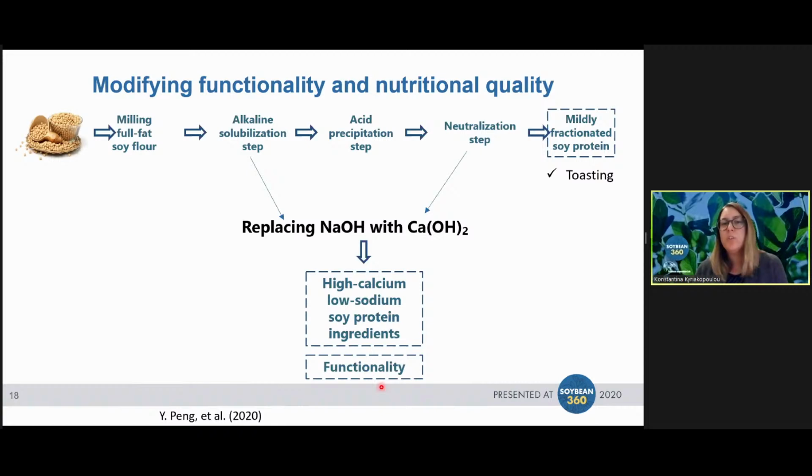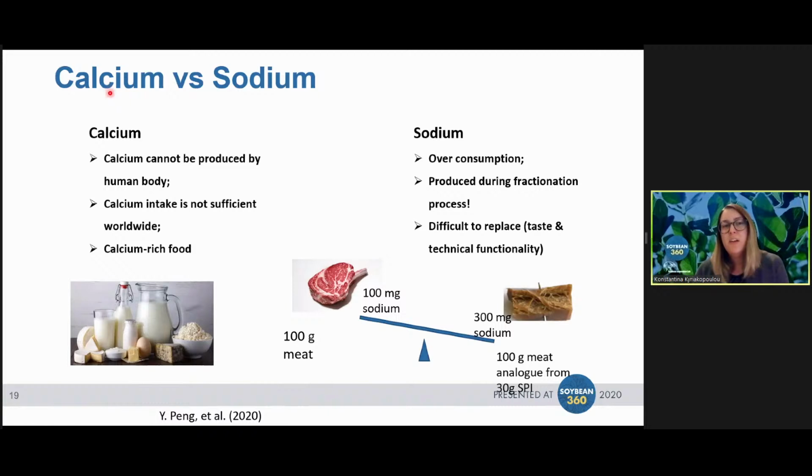And why are we interested in replacing sodium with calcium? Calcium on its own is a nutritional component for the human body. It helps in strengthening the bones. But also, we see that with the change from an animal-centric diet to a plant-forward diet, a significant amount of the population may experience some calcium deficiency. So enriching the products with calcium can be beneficial.